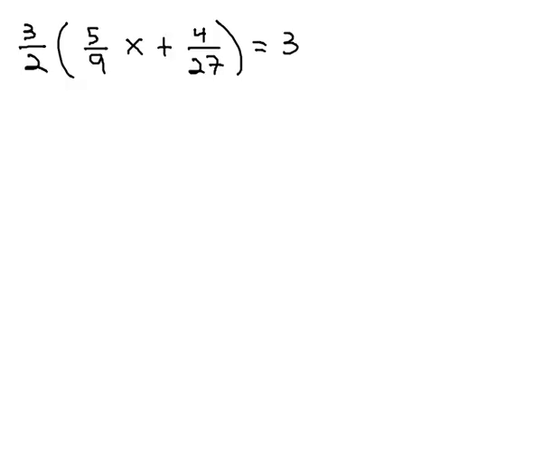Sometimes when we're solving a problem that has fractions, it will also have parentheses. When there are parentheses involved, we need to get rid of those parentheses before we clear the fractions. In other words, we must distribute through parentheses before we clear fractions. Fortunately, it's easy to distribute through parentheses and multiply 3/2 times 5/9.